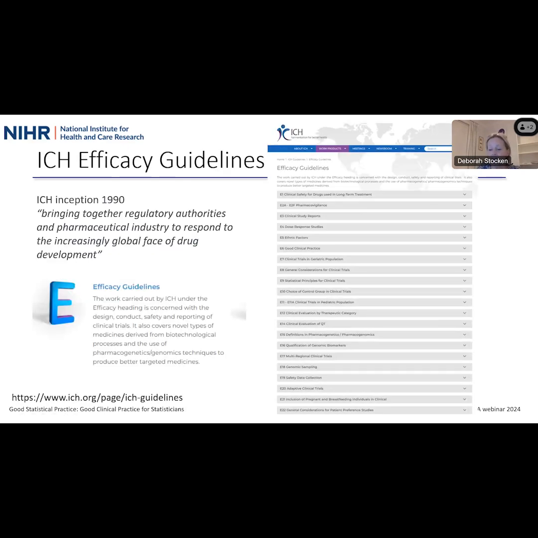And the ICH GCP. The ICH was developed in 1990 predominantly to bring together regulatory authorities to respond to the increasingly global face of drug development. And it's an internationally recognised agreed guideline for the conduct of clinical trials that involve human subjects. But the guidelines, as you can see on the right-hand side of this screen, are extensive. And there's an expectation that this sets a recognised inspection level for regulators.